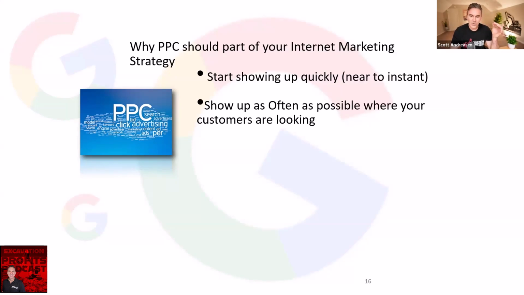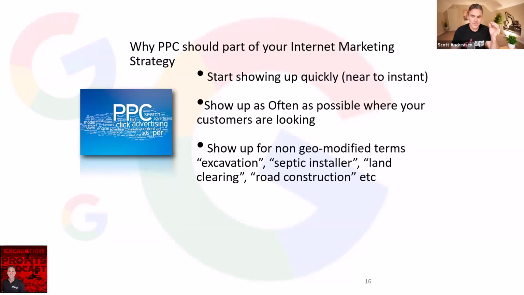Now, PPC also lets you show up as often as possible where your customers are looking. And you can show up for non-geo-modified terms like excavation, septic installer, land clearing, road construction, and so on. Not to go off on a tangent, but with search engine optimization, you need to be specific, like excavation company near city, excavation company near county. You have to actually optimize your business's website pages for those exact keyword phrases to show up. Whereas with Google pay-per-click, you don't need to be adding the city on the end, etc. Unlimited scalability once it's dialed in.